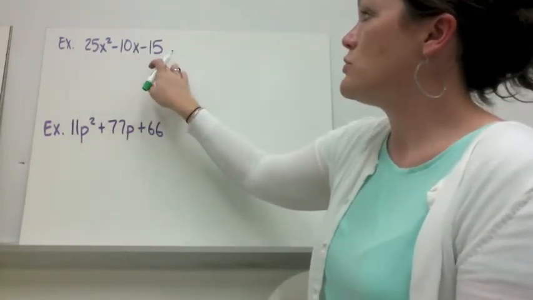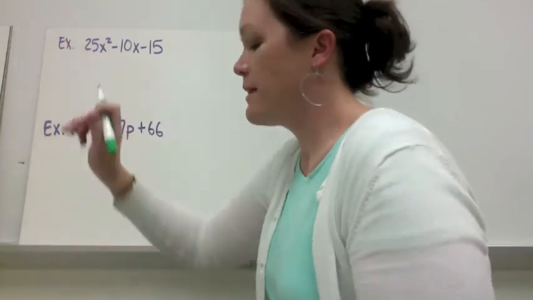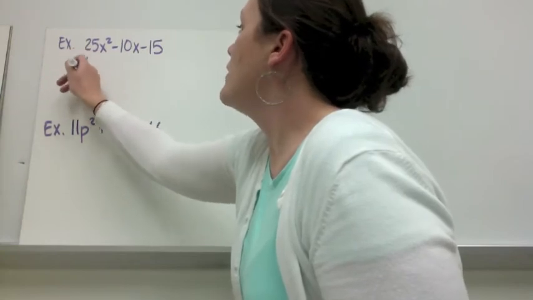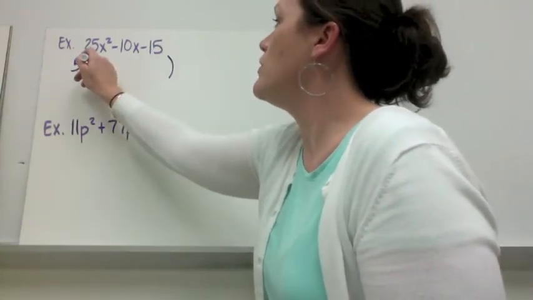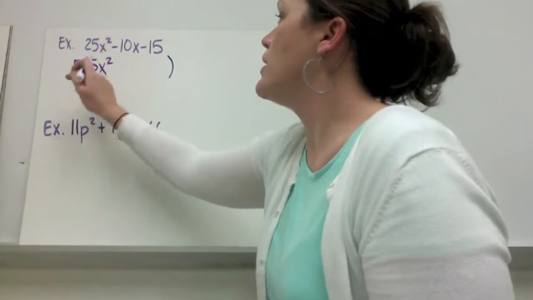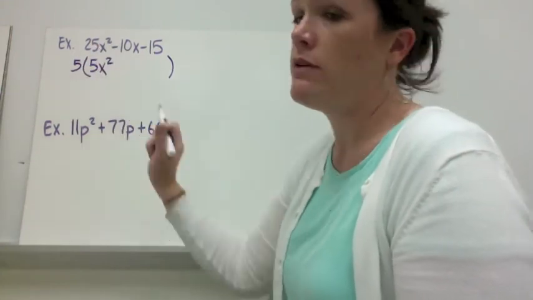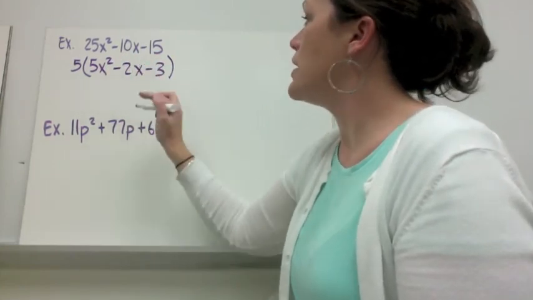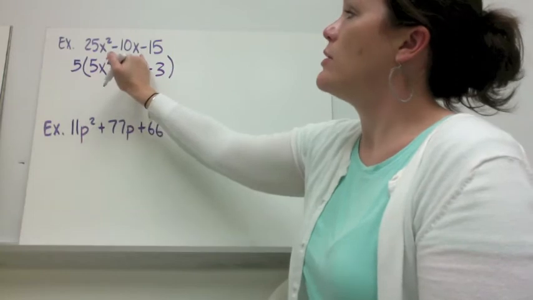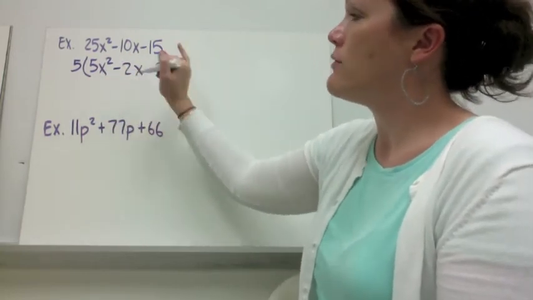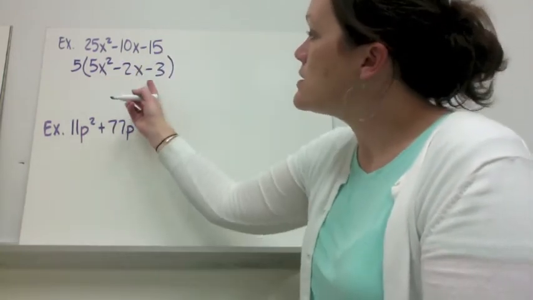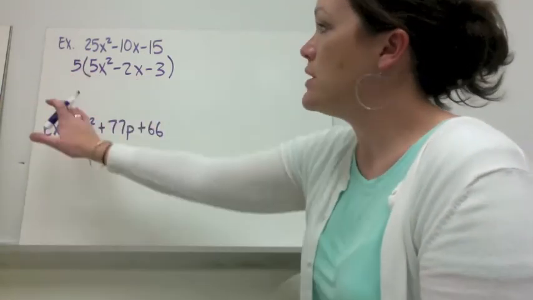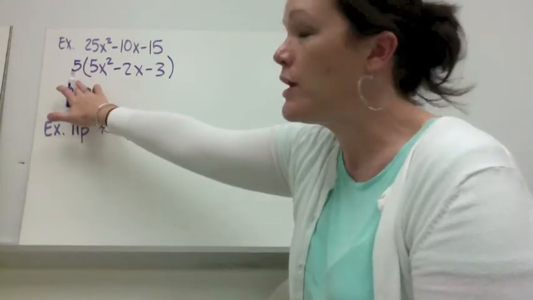So each of these numbers would have a 5 in common. So let me switch back to purple. We've got 5, and the trinomial left over would be 5x squared, because those multiply back to give me 25x squared. We have minus 2x and minus 3, because then again, if I distribute, I would get back what I started with. 5 times negative 3 is negative 15. So what's left over, we can factor like we've been factoring the other examples, and just leave the 5 out front for now. It'll be part of your answer.